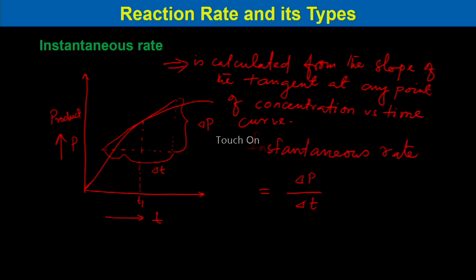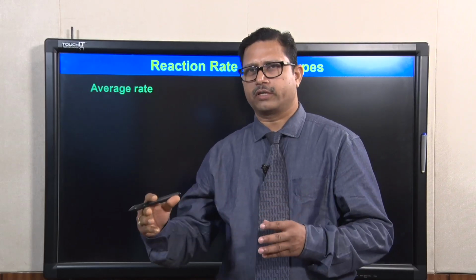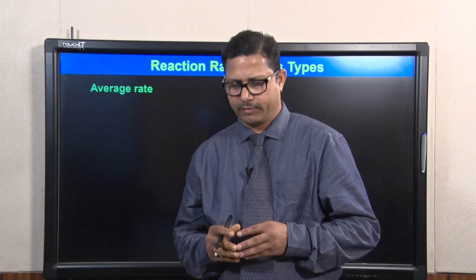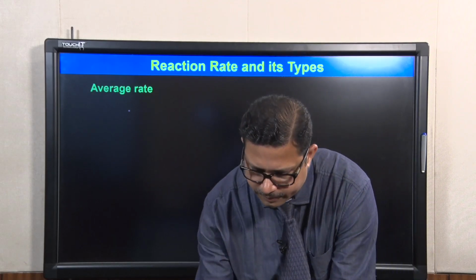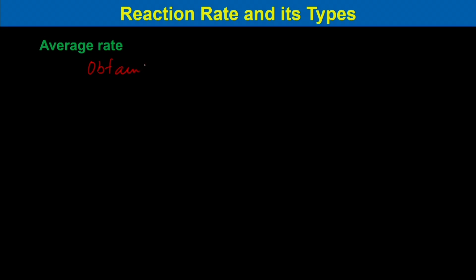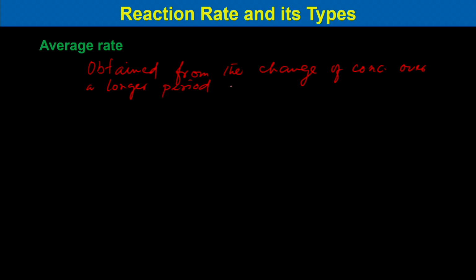Now, let us consider the average rate. Average rate is obtained from the change of concentration over a longer period of time. So, this is obtained from the change of concentration over a longer period of time.